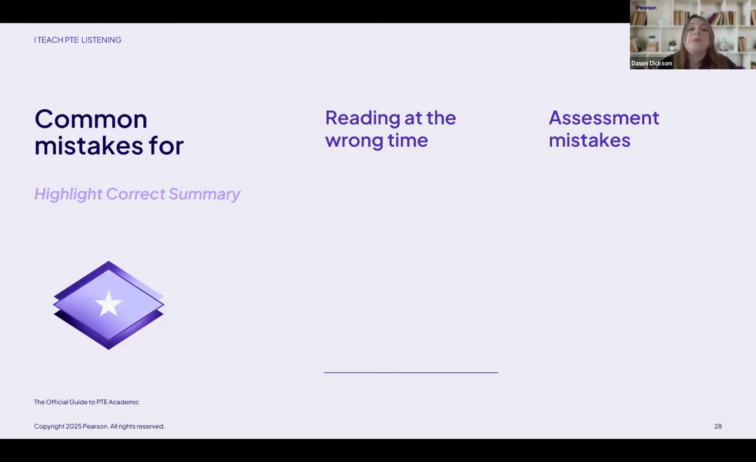Okay, and some common mistakes to look for this time with highlight correct summary. You can see the two there on the slides. The first one is reading at the wrong time, and the second one is assessment mistakes. So let's have a look at reading at the wrong time. We could get our learners to skim the summaries quickly before the audio begins. This will help them to know what their options are before they actually start actively listening.